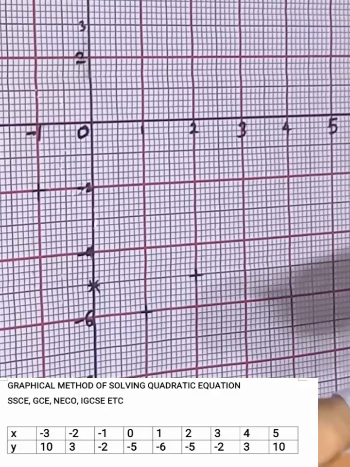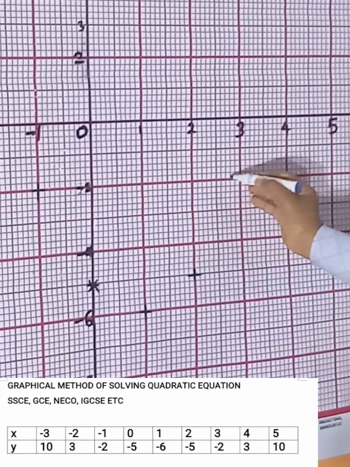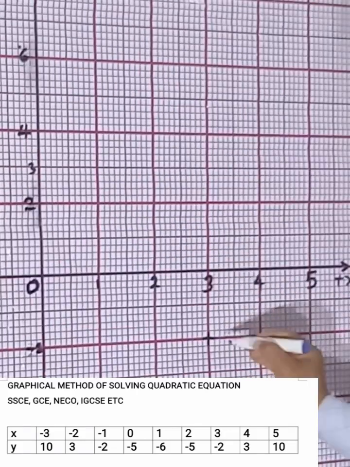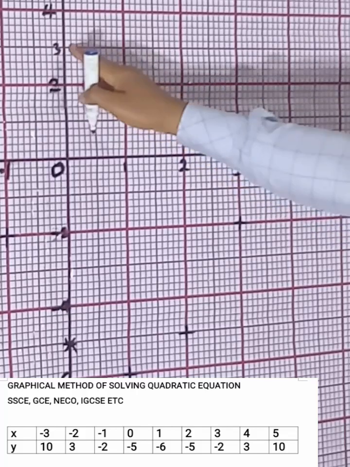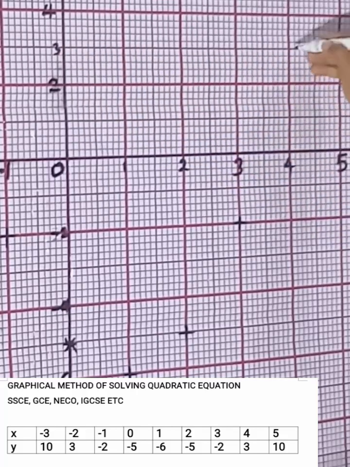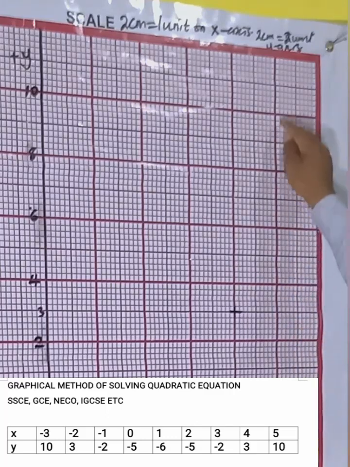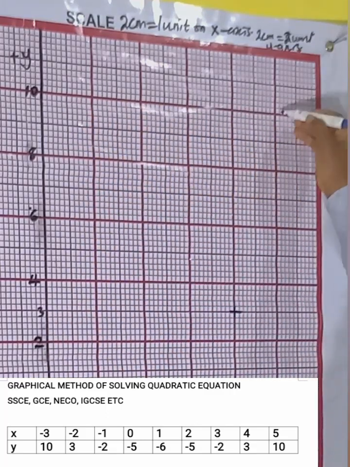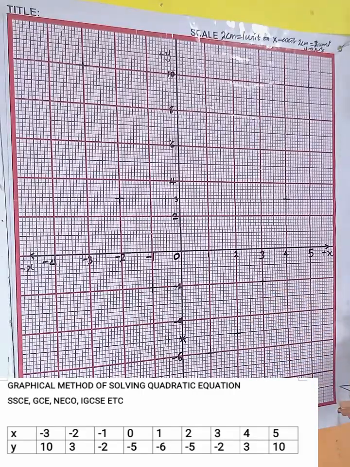When x is 3, y is -2. This is x to be 3. -2 is here. This is -2 and this is 3. The two of them will meet here. Yes. When x is 4, y is 3. This is x 4. This is y to be 3. And this is 4. They will meet here. When x is 5, y is 10. If this is x to be 5, y is 10. 10 is at this part. So this is the whole graph I have.